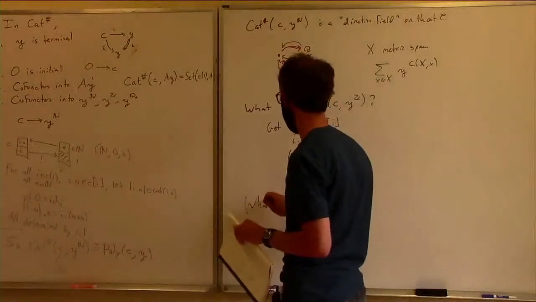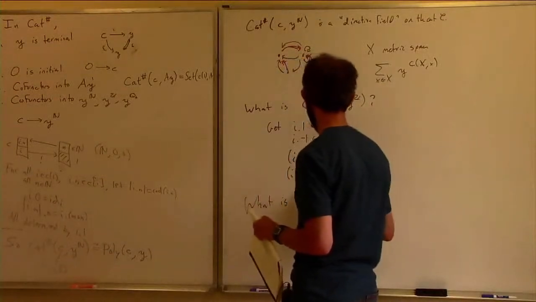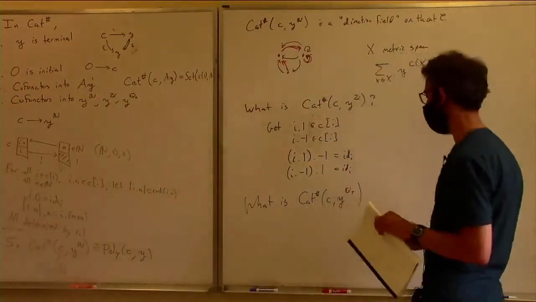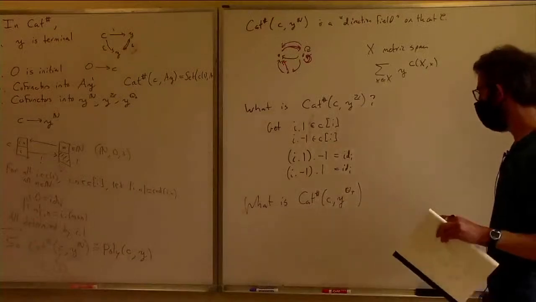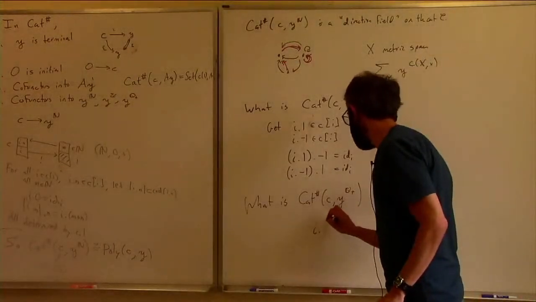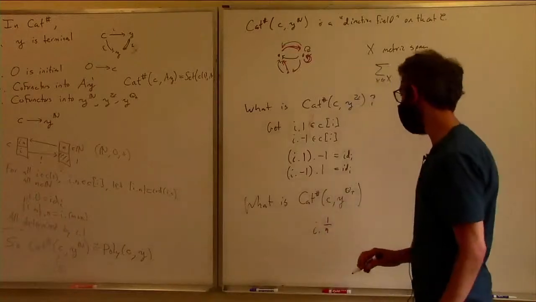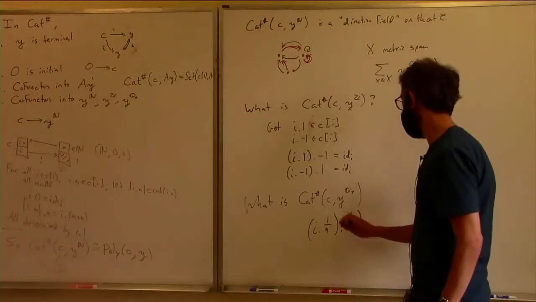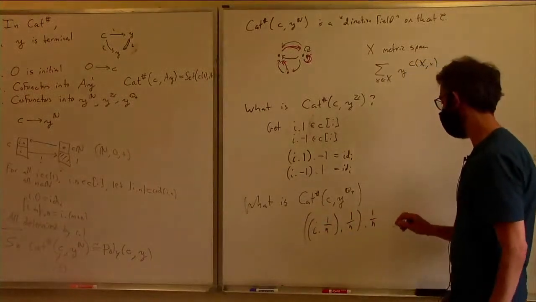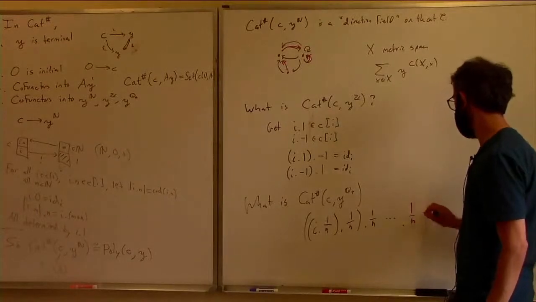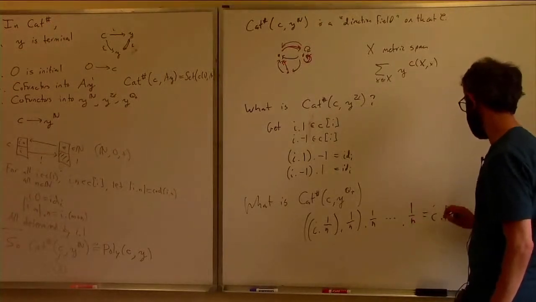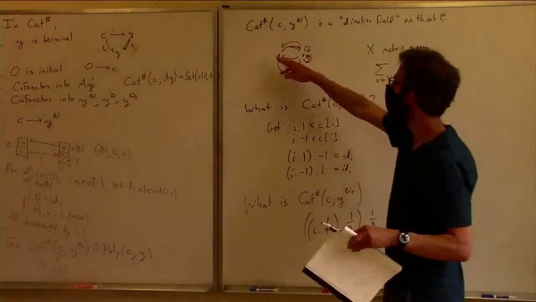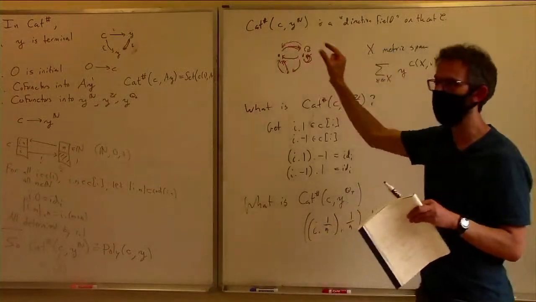And then what is Cat sharp of C, Y to the Q plus? Q plus is the rationals under addition. Well, I'll get things like I dot 1 over n for every n. And if I do this, 1 over n, 1 over n, lots of times, that's I dot 1. So it'll force me to not only be able to pick these little arrows, but also be able to subdivide them as much as I want.